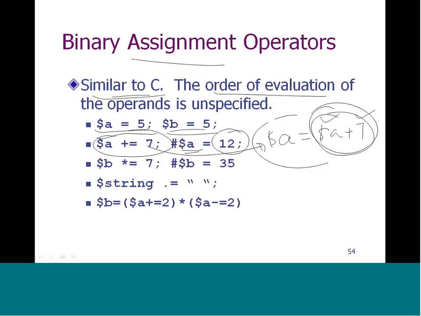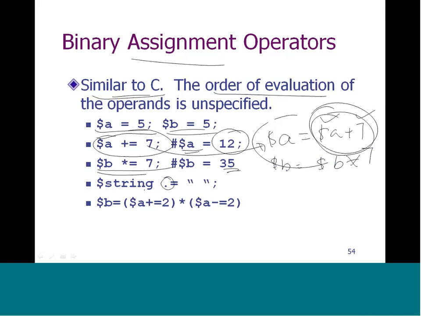This introduces some kind of ambiguity later on. We will talk about that actually. And now we come to this. Here again, same thing. So this is like $b = $b * 7. So that's why we get 35.